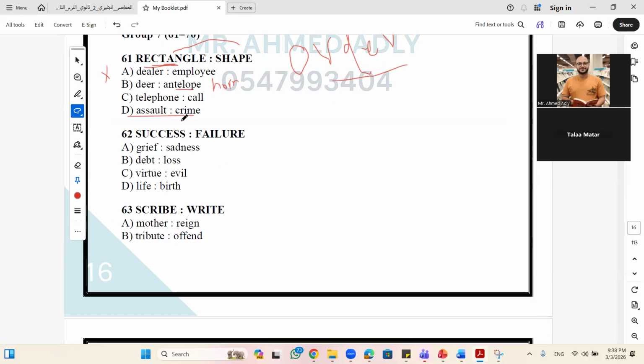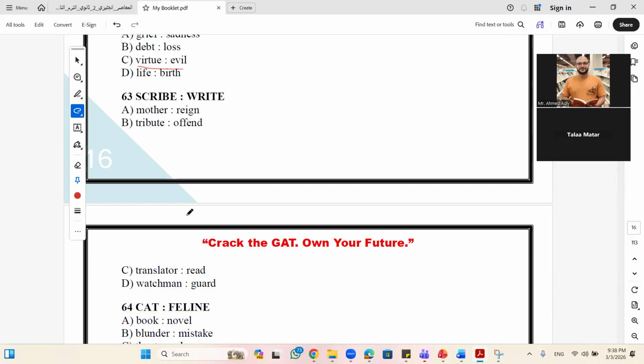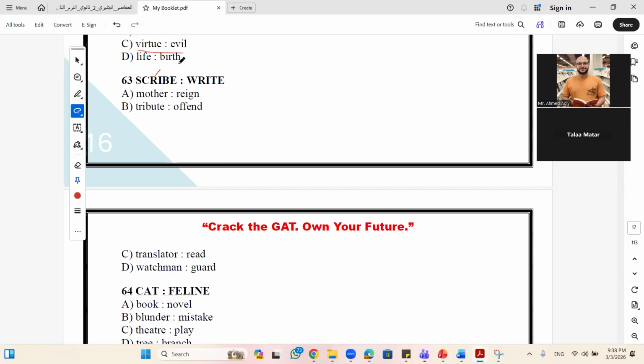Success and failure. So look here, they're antonyms, right? But the positive one is before the negative one. Keep the order in mind. It's really important. Virtue and evil? Good job. Positive, negative. Scribe, a scribe is a person. This is a person, and this is his function. He writes.